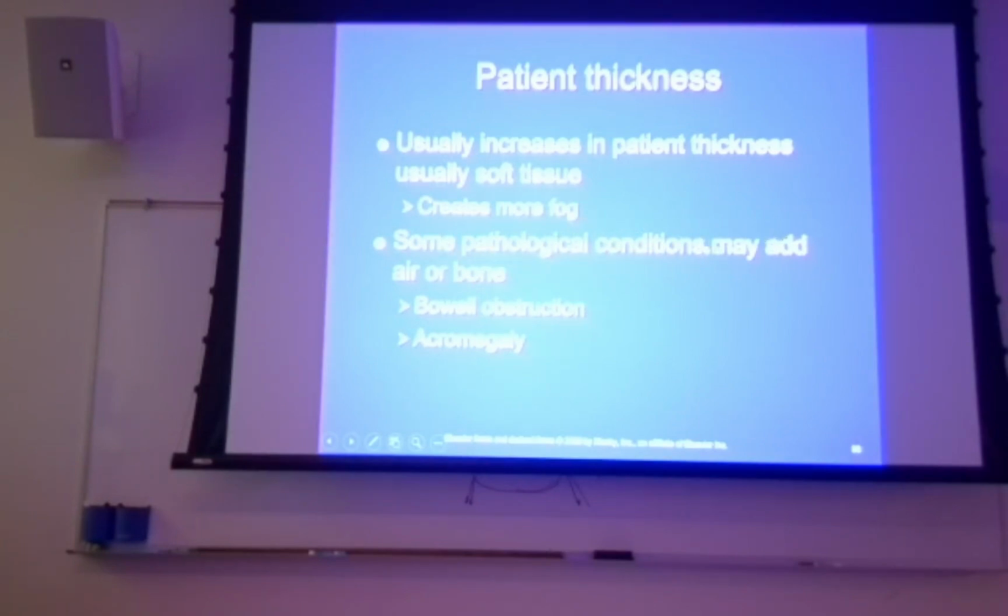Some pathological conditions that might add or increase your ZEP number would be things like acromegaly. You get an increase in bony tissue. That could be caused by pituitary tumor, right? Something that might decrease will be a bowel obstruction.